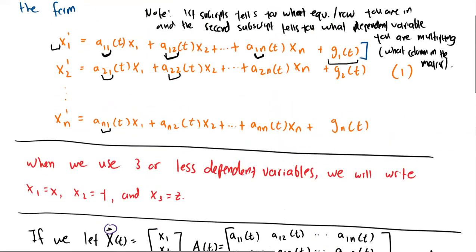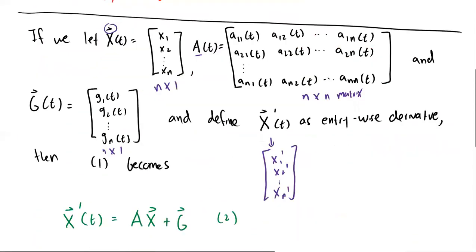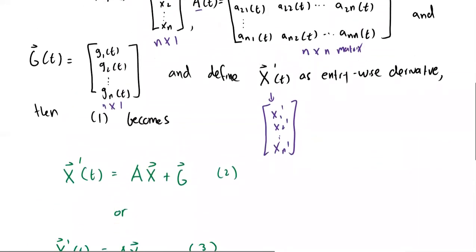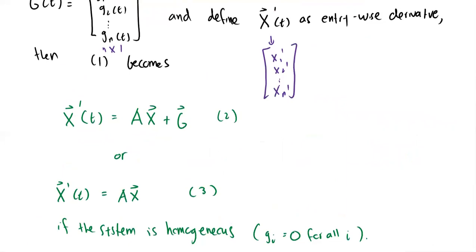So again, just as a summary of what we did. If we have an nth order system of first order linear ODEs, it means that we have n equations with n derivatives and n dependent variables. And in general, our system is going to look like this, as I wrote in 1, which we can simplify by defining these matrices as either equation 2 or equation 3, depending on whether our system is homogeneous or not.